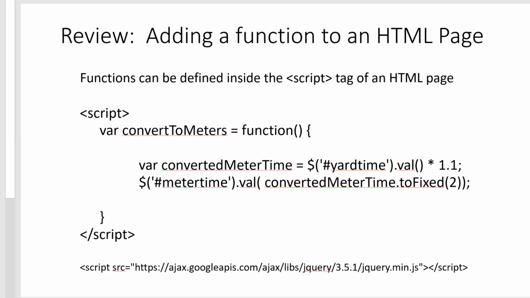So here's some review. We had a function that we defined in the script tag, and we used these jQuery calls in order to get the value out of an input text box with an ID of yard time. And then we use the jQuery to get the input text box with the ID of meter time, and in this case we were setting the value by passing in some data.